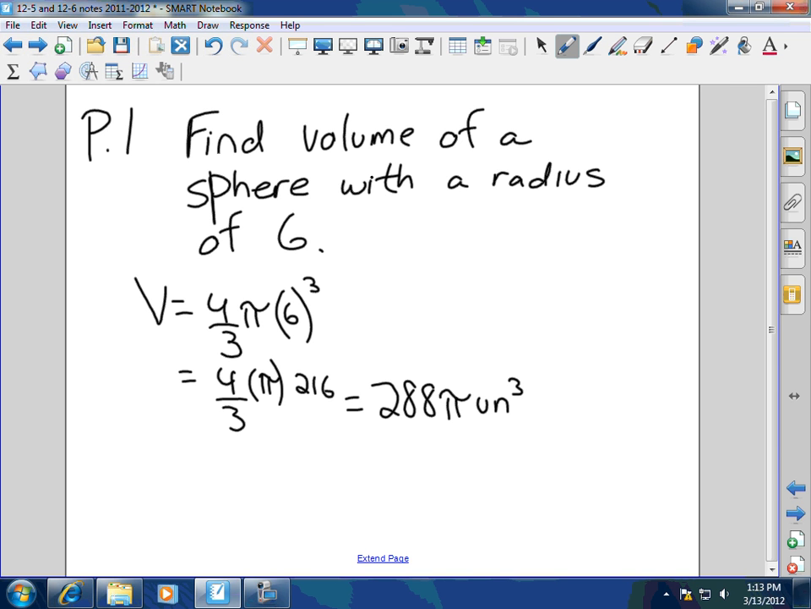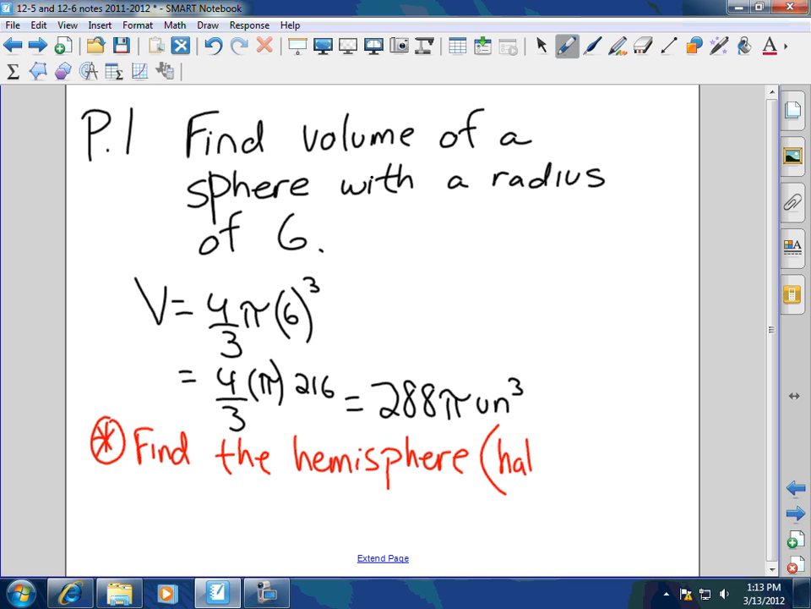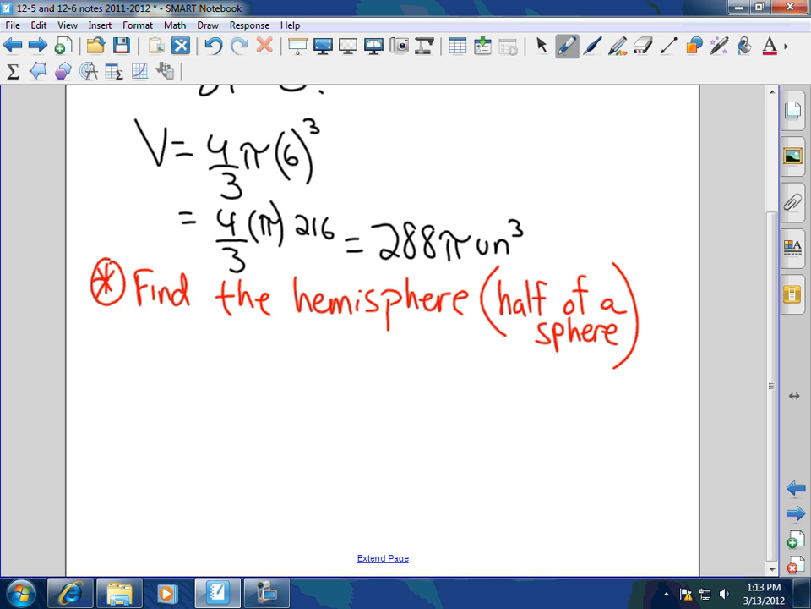Now, what if I said to you, find the hemisphere? Hemisphere is half of a sphere. Kind of like a semicircle, but they don't call it semisphere. They call it hemisphere. So this would be half. So 288 pi divided by 2 would be 144 pi units cubed. Yes? Hemisphere is just half a sphere.